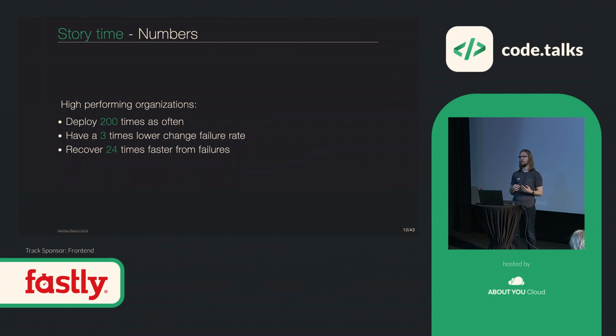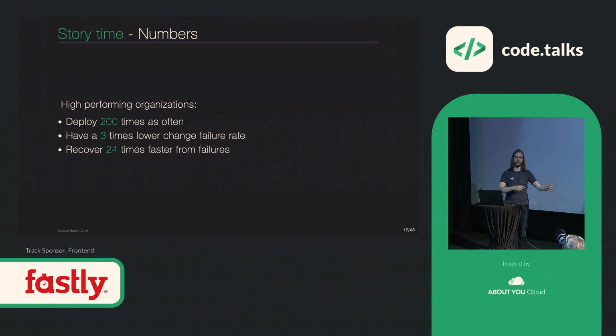And it even works the other way around. So if you are a company that deploys 200 times more often, recovers 24 times faster from failures, and has a third of the bugs, you're usually a high-performing organization. So investing into going that way seems to even have economic value.